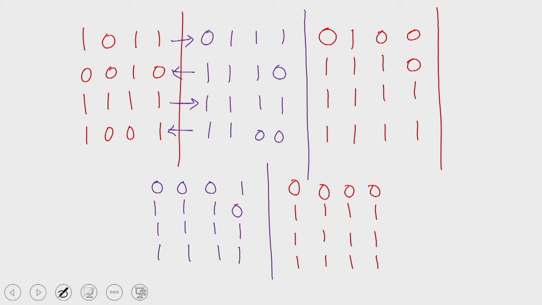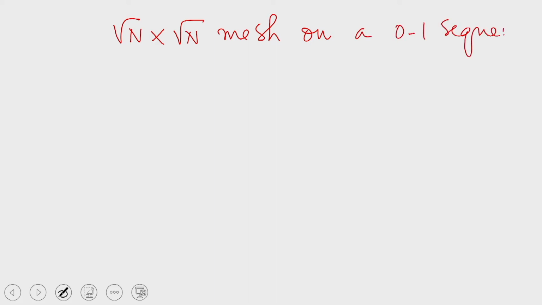So, let us see how the algorithm behaves on a general binary sequence. So, we will take a root n by root n mesh on a 0-1 sequence. We want to show that shear sort works correctly on a root n by root n mesh on which we are given a 0-1 sequence of length n. So, the elements are distributed arbitrarily over the processors of the mesh.